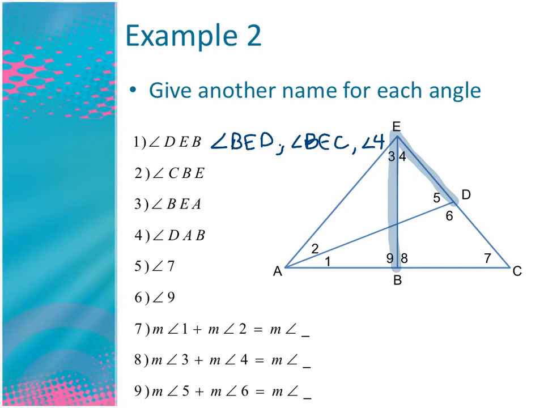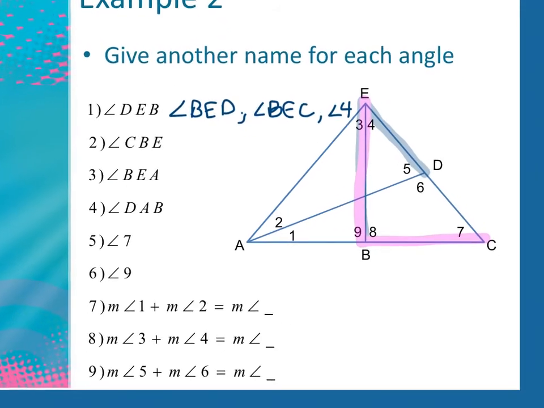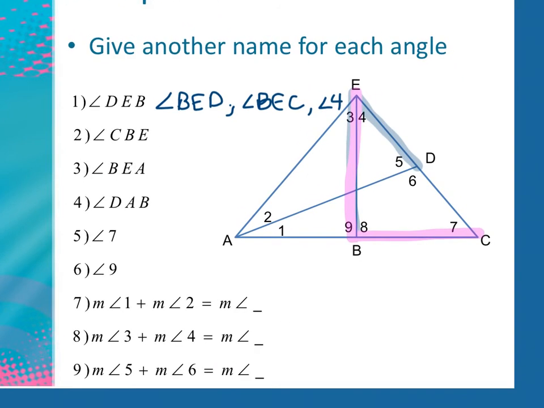All right, next one is CBE. CB, oops, let me do it in highlighter. CBE. All right, so give me some names to call that. EBC. There's one more. Angle 8.